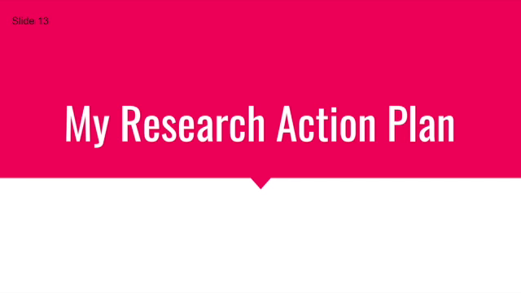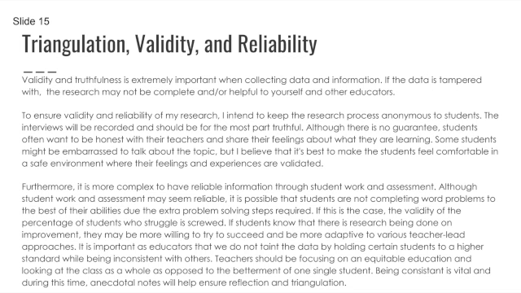After we've reviewed articles and things that help us gather information, next we can properly formulate an action research plan. This plan will help you gauge your success and your steps to reach your final end goal. Triangulation, validity, and reliability. So validity and truthfulness is extremely important when collecting data and information. If the data is tampered with, the research may not be complete and/or helpful to yourself or other educators.